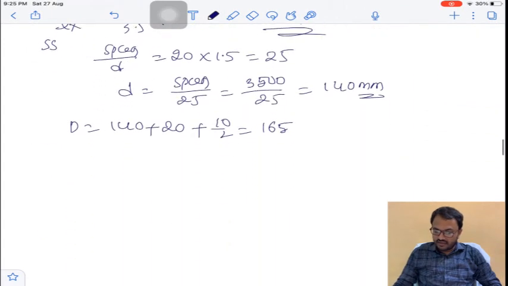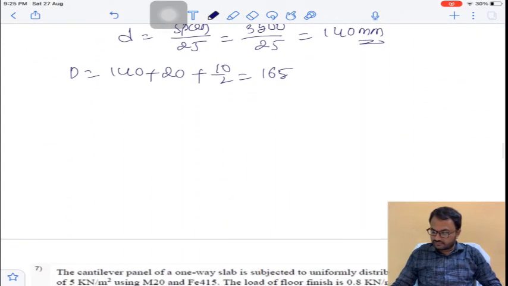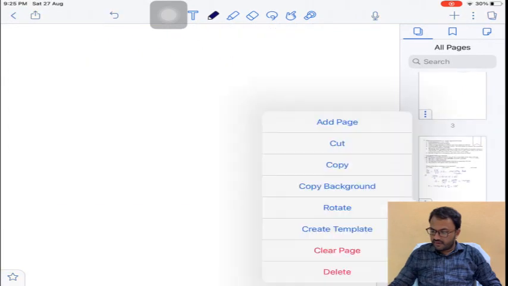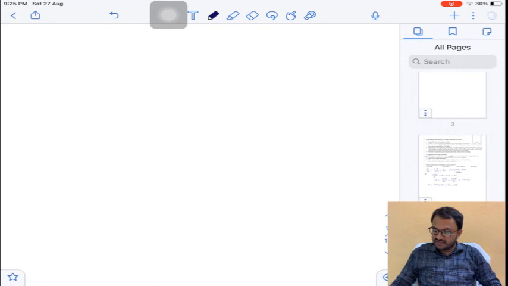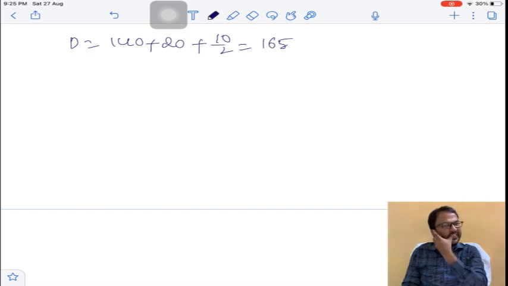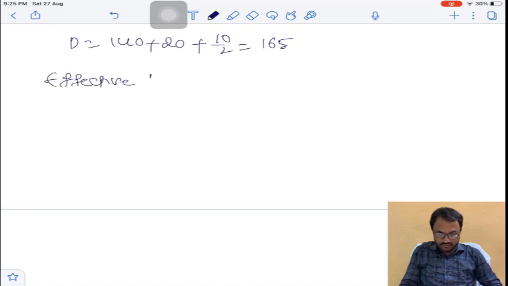Now coming to the next part. I'm just adding the number of pages because it is a long answer question. Before calculation of factored shear force and factored bending moment, we need to calculate the effective span. Effective span is equal to center to center distance plus width of bearing.